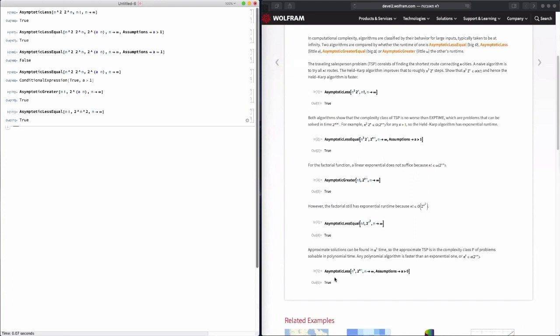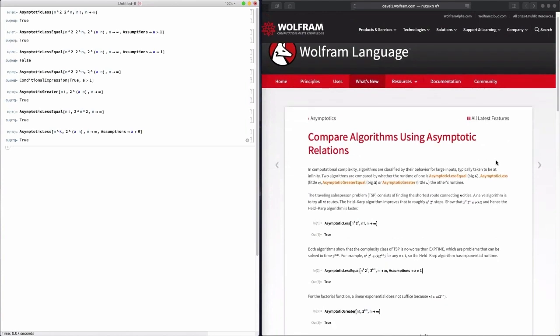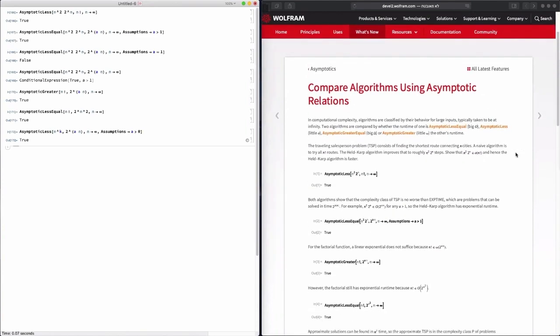And in fact, as is very often discussed, any polynomial is less than any exponential function. Exponential functions grow faster than polynomials. So that's about comparing algorithms using our asymptotic relations.